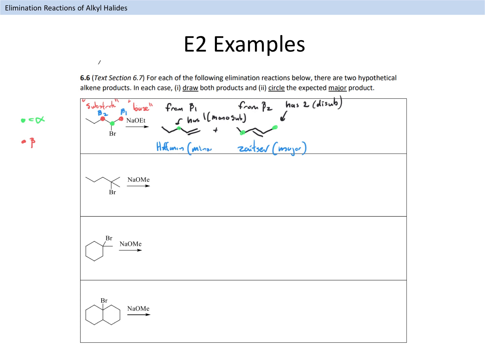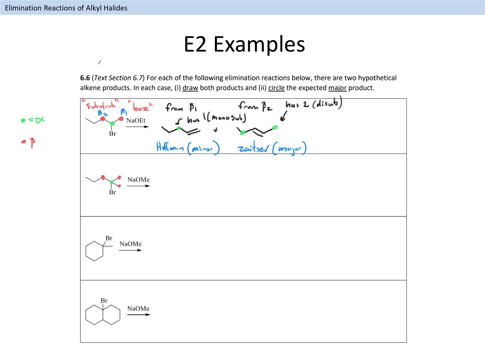In the second example, we have 2-bromo-2-methylpentane reacting with sodium methoxide. Sodium methoxide acts as a strong base in this reaction. Here, the alpha carbon is bonded to the bromine atom. We locate the beta carbons next. There are two distinct beta carbons in this molecule.